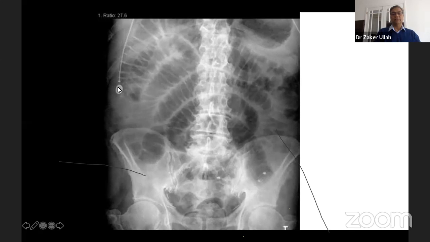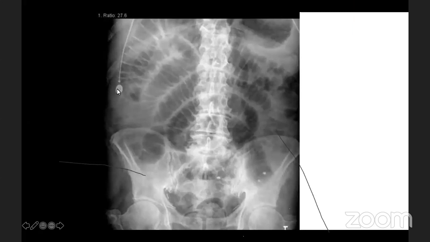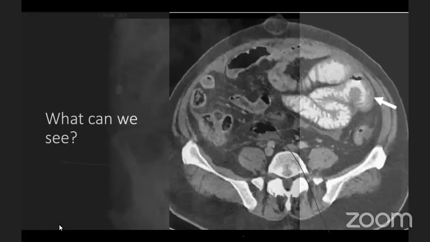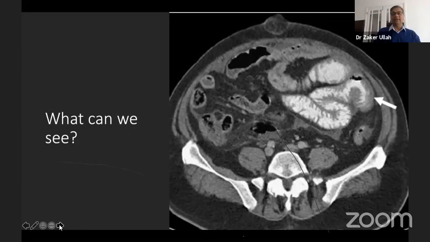Who can tell? What is this? Can you see what I am pointing at? An external appliance. Good. ECG monitoring lead. Nothing to worry about. Yes, absolutely, ECG monitoring.